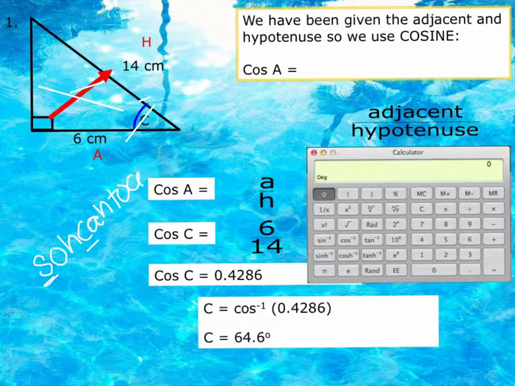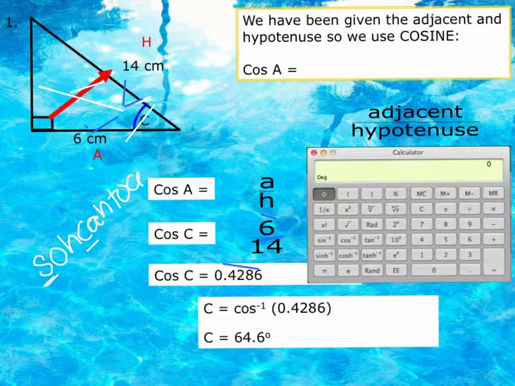Cosine does work because cosine is going to be, I could do a different color. Cosine is going to be adjacent, which is 6. So 6. And it's going to be the hypotenuse after that, which is 14. Notice I have two numbers that I need. And this is the actual given ratio.